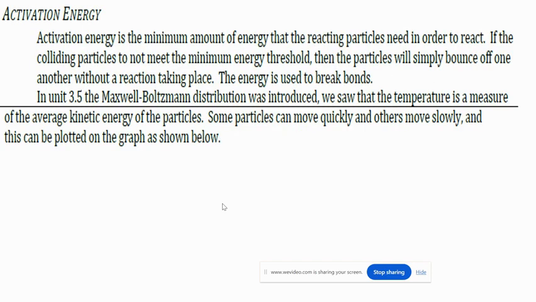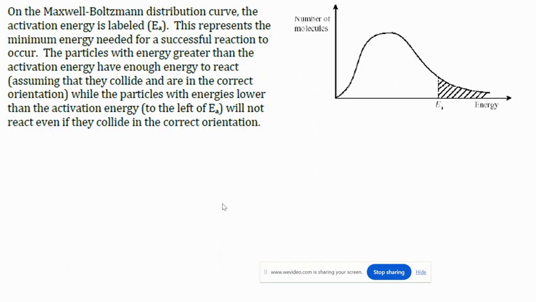Okay, so activation energy, we can look at the lovely Maxwell-Boltzmann graph. We've talked about him several times, and we can see that the temperature is the measure of that average kinetic energy. Some things are moving faster, some things are moving slower. If we had a Maxwell-Boltzmann that looks like this, only this portion would have enough energy to actually have a reaction occur.